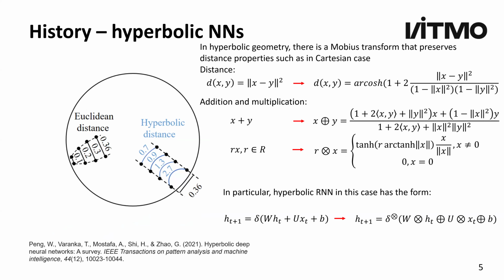The first example is hyperbolic networks. Not so long ago, in 2022, there were a series of publications in very high impact journals and very good conferences showing that hyperbolic networks can sometimes give very good results for some tasks and problems.